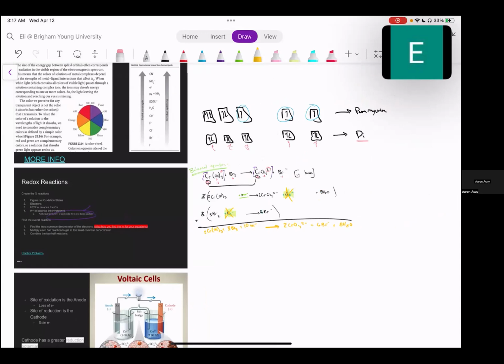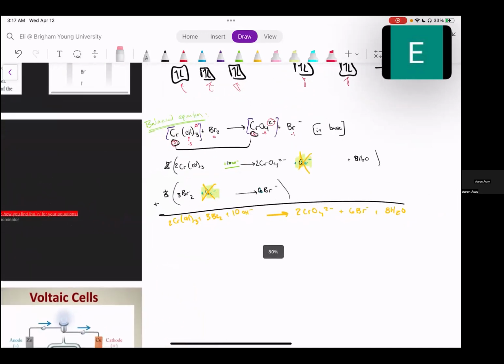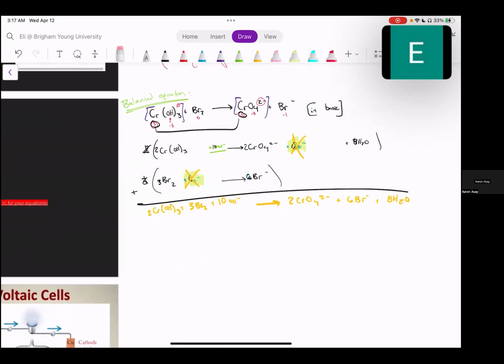So we covered a lot in this. I think this summarizes everything that you really have to do with redox reactions. You find the oxidation number of the elements. You identify what's being oxidized and what's being reduced. Remember, whichever one is losing electrons is going to be oxidized, and whichever one is gaining electrons is the one being reduced.